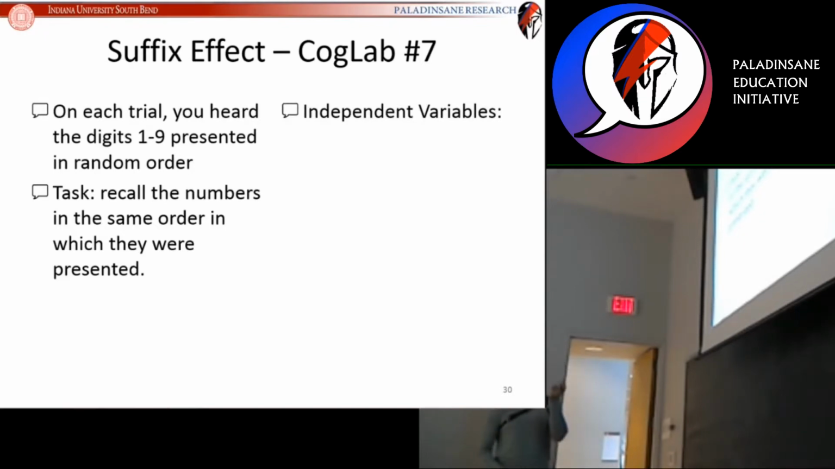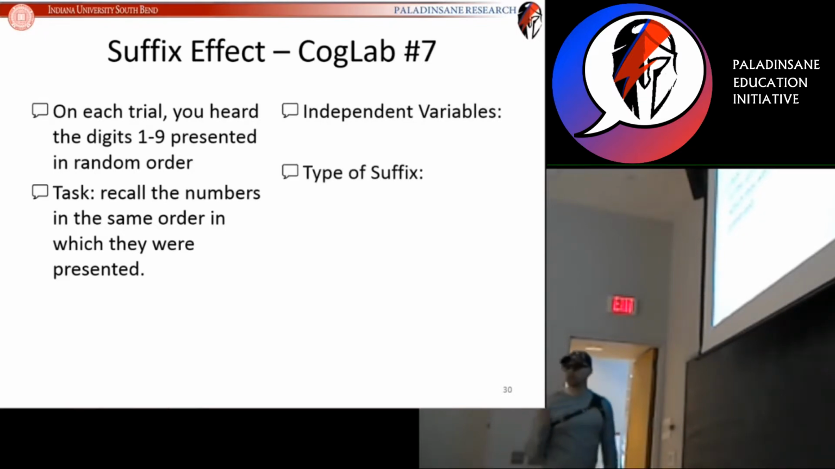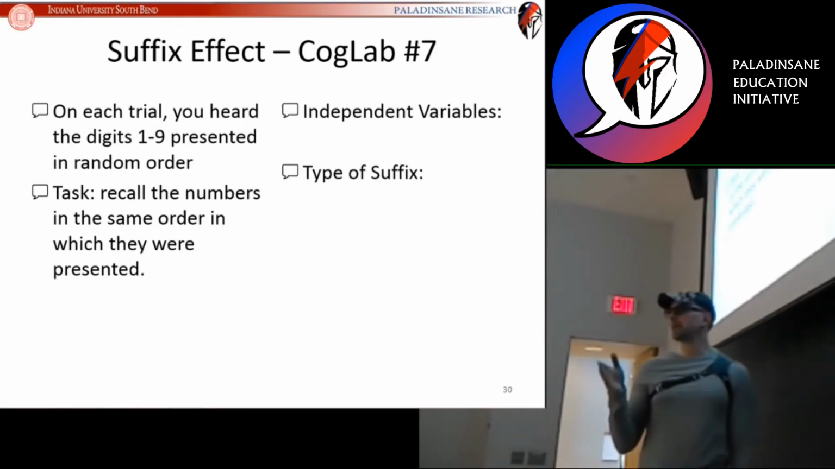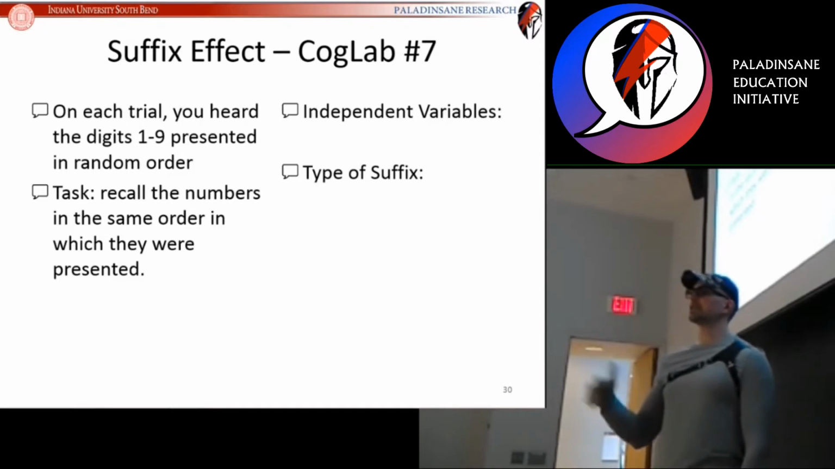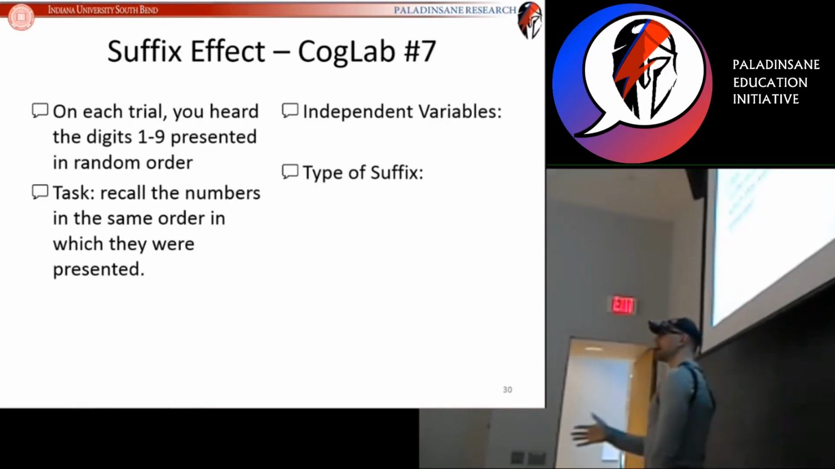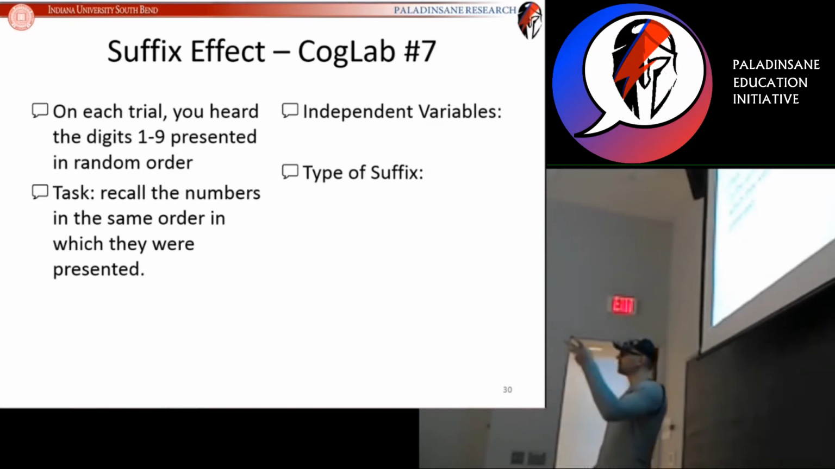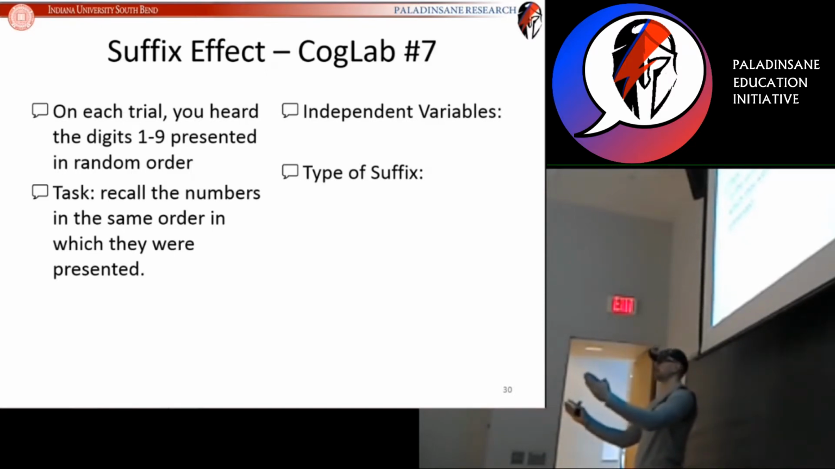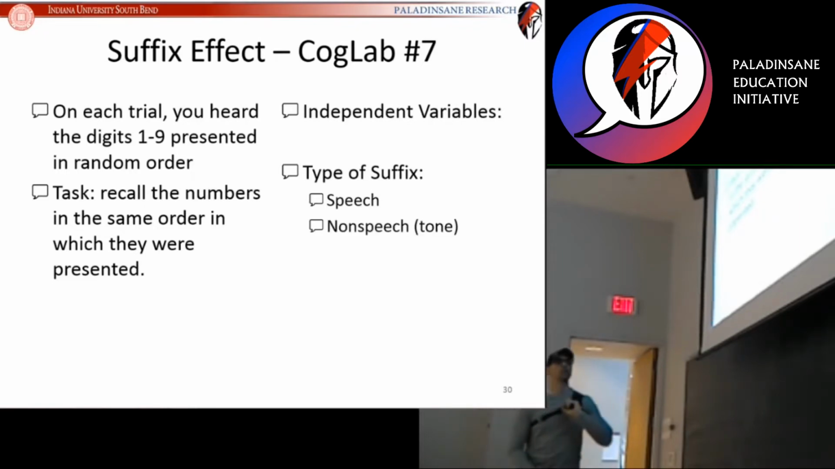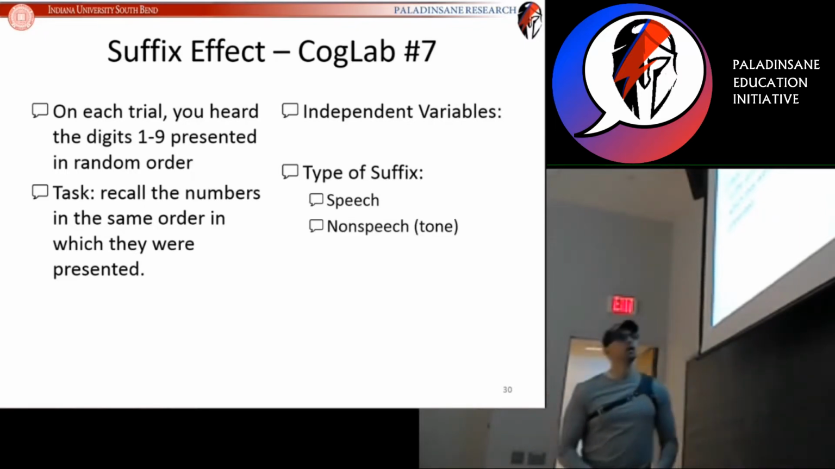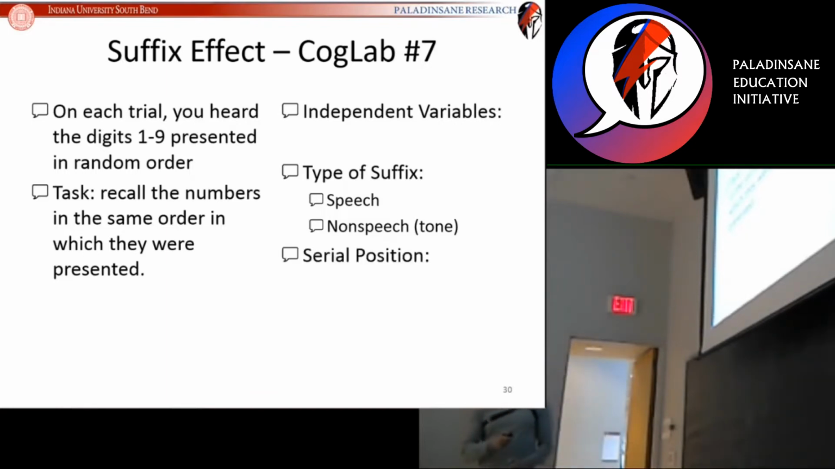The independent variable was what type of suffix you had to indicate that the 9 numbers were over. You can think of this as a signal, right? You heard the 9 numbers, and then there was a signal that told you that the 9 numbers had finished, and that it was time to enter what the 9 numbers were in order. So what was the type of signal? It could either be a speech signal, or it could be a non-speech tone. And so that was the type of suffix. We'll go into more detail on that in just a second.